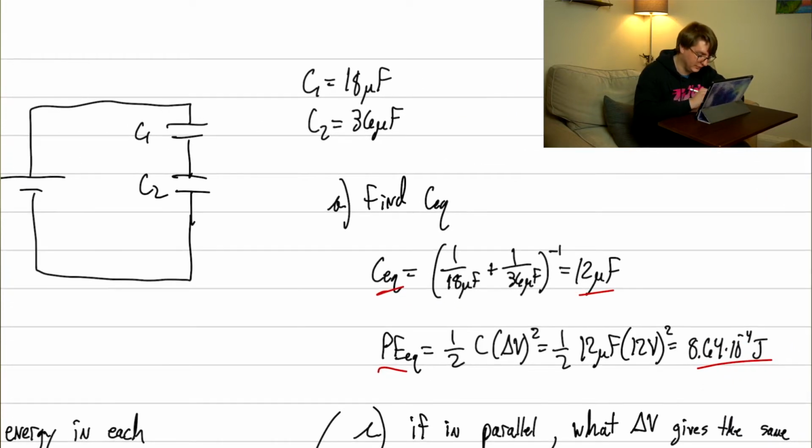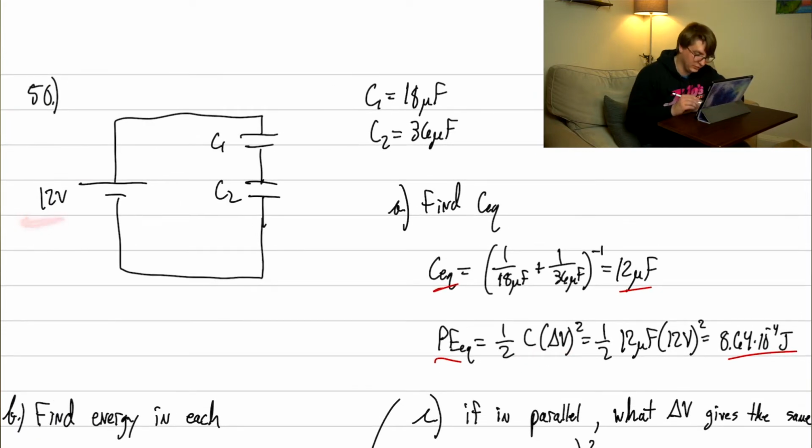So I have this equivalent capacitance. I can find the potential energy of this equivalent capacitance. I don't know the charge maybe, but I do know the capacitance and the voltage. They tell me this is 12 volts. I've now found the equivalent capacitance, so I use the version of the equation with the two things I do know, put that in, and we get 8.64 times 10 to the negative 4 joules.